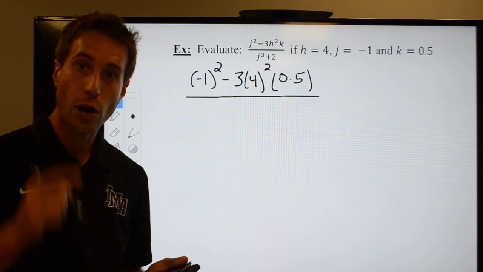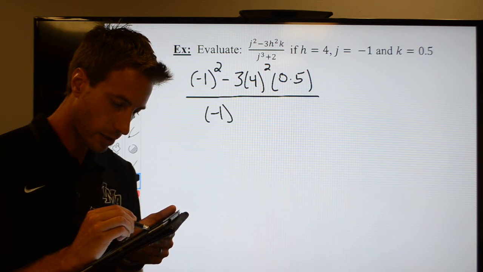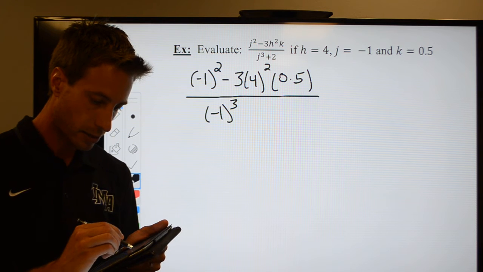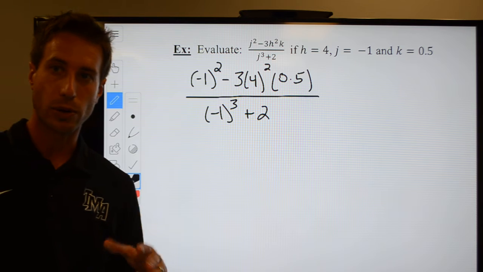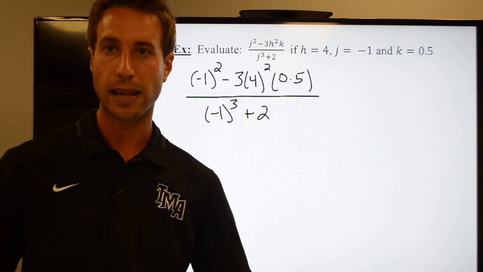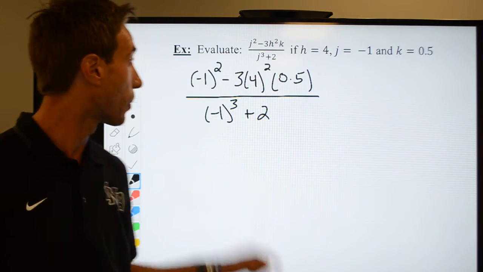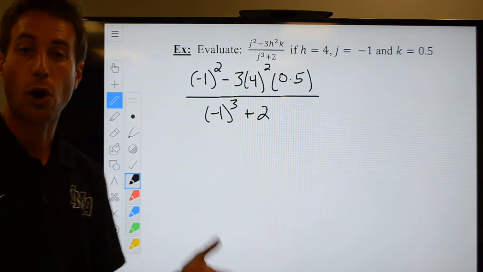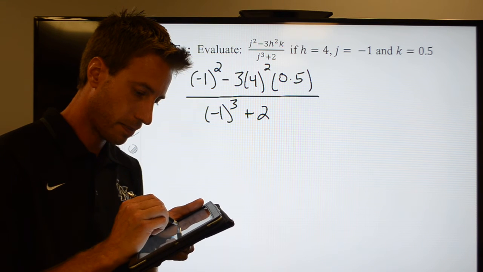In the denominator, we have a j cubed. Well, that's going to be a negative 1 to the third power plus 2. Well, here we go. We get to practice our exponents a little bit more. Remember what we said in the last problem. Anytime you have a negative number raised to an even power, like 2, it's always going to come out to be a positive number. So that's going to be a 1.